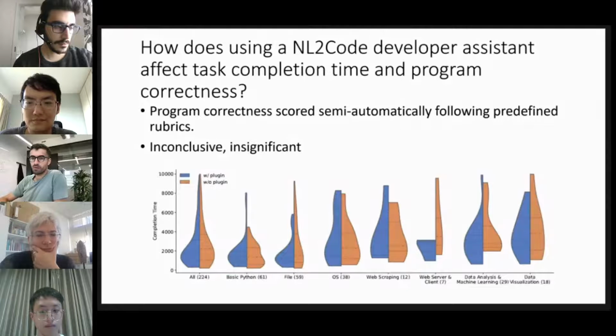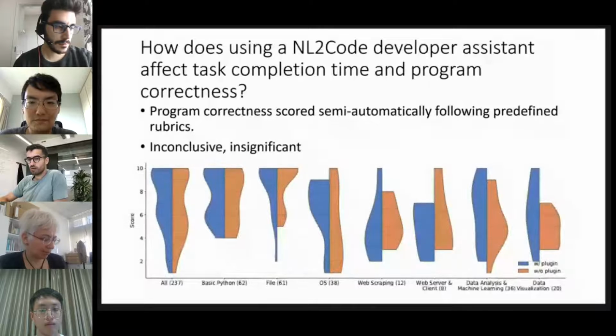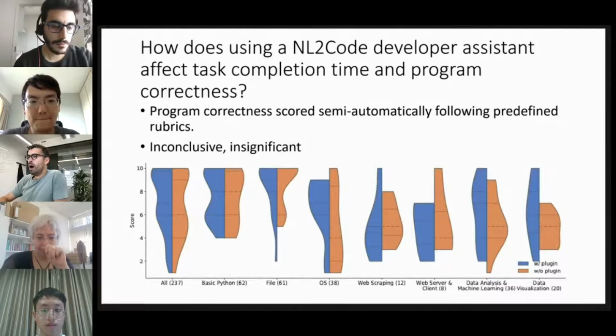Here is the distribution of the task completion time. We can see that for those with many data points, the difference is negligible. And this is the distribution of the task correctness score, ranging from 0 to 10, which follows the same trend.